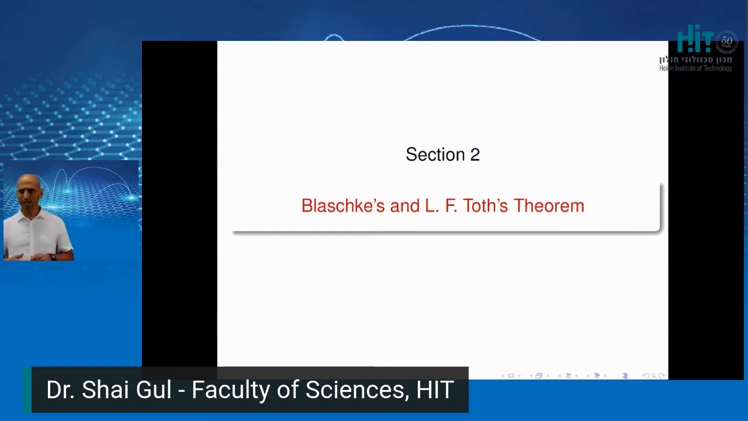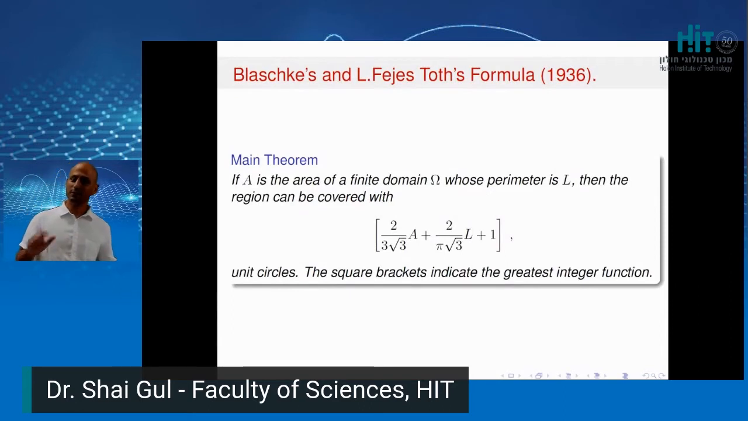Okay, so when I saw this theorem for the first time, I was amazed. Blaschke is a very famous mathematician in differential geometry and integral geometry, and Toth is one of the Hungarian mathematicians, very famous too, and they gave the following theorem. Okay, it looks frightening, but it's very easy. The theorem says a very simple thing. Let's say you have a domain, whatever. You don't know what the domain is, but you know its area, and you know its perimeter.